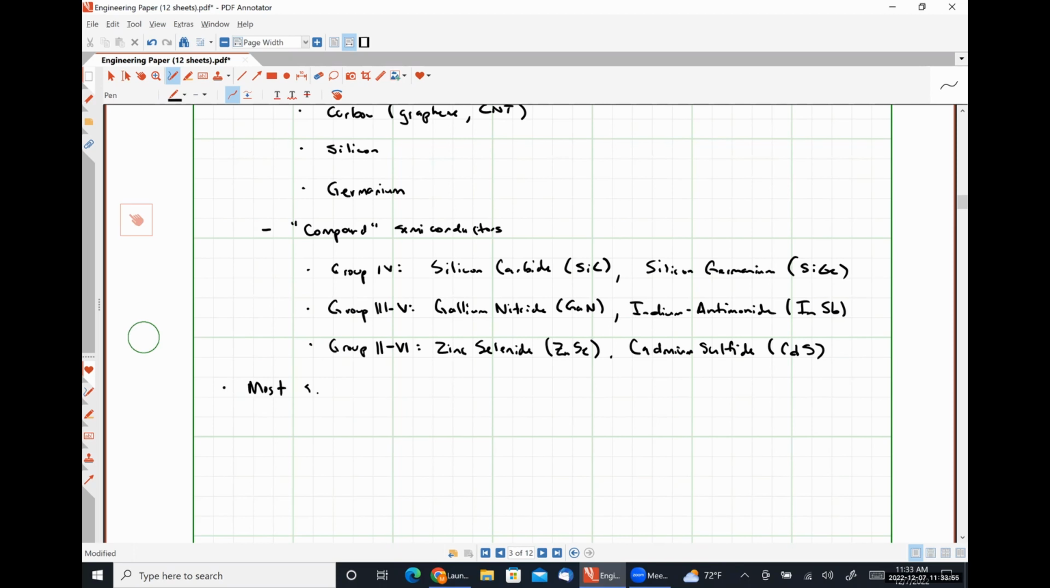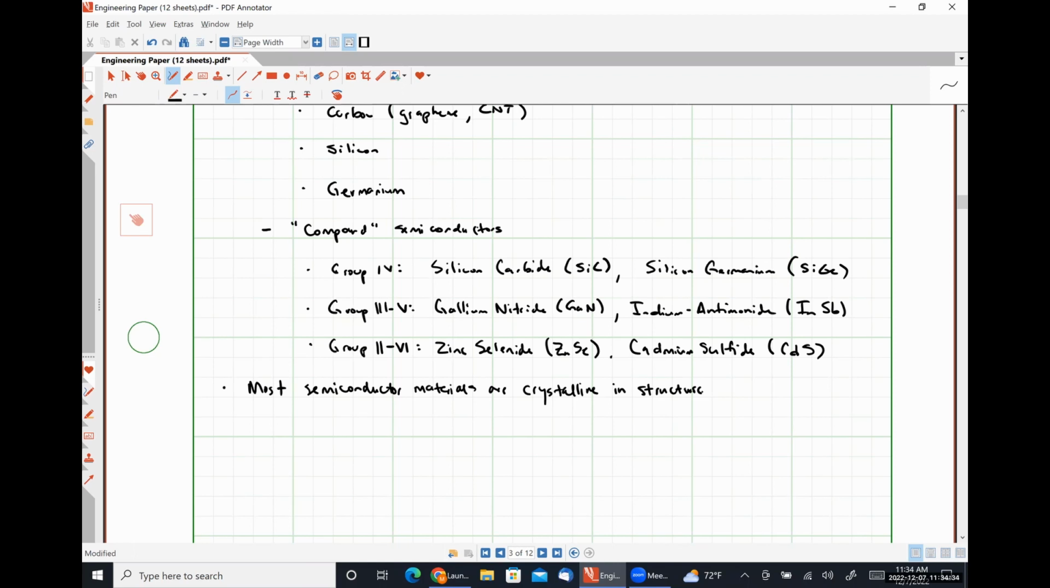But not all semiconductor materials are crystalline in structure. And so we'll have some that are face-centered cubic, some body-centered cubic, some diamond crystal lattice structures, all of that kind of good stuff.